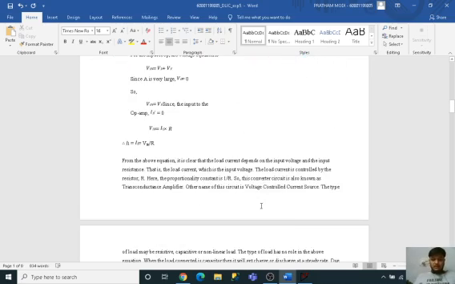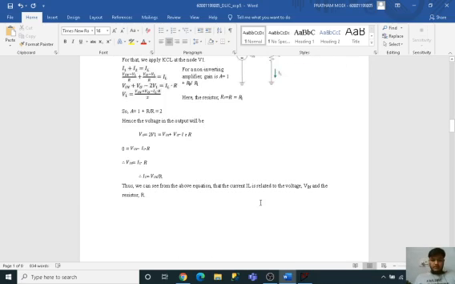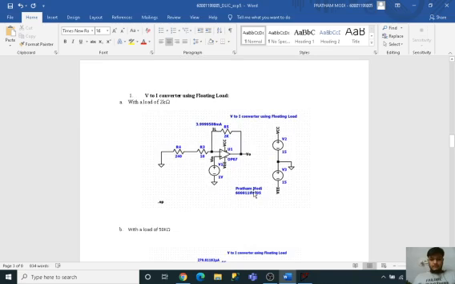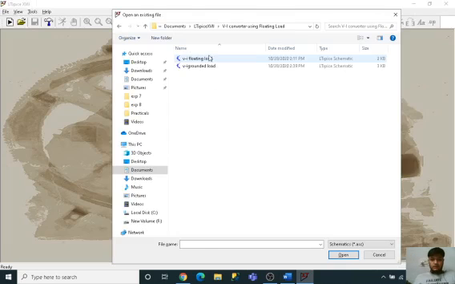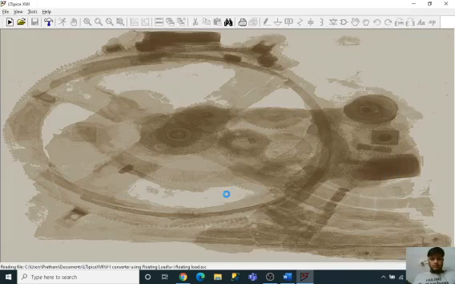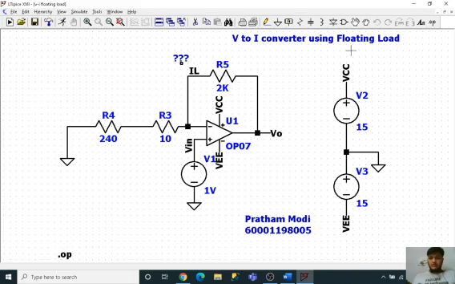So as we can see over here, I have prepared the schematic. Let's go over here, floating load. So this is the schematic for V2I converter using floating load. This is how we have prepared the schematic, and voltage will be given as an input, and we have to find the current in amperes across the IL over here, which is basically RL. This is not R5, this is RL, the load resistor being connected as in feedback over here.